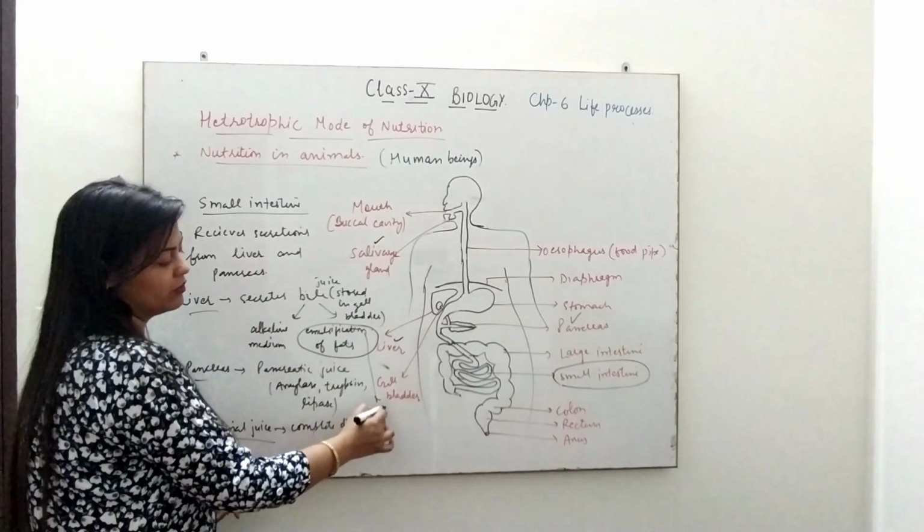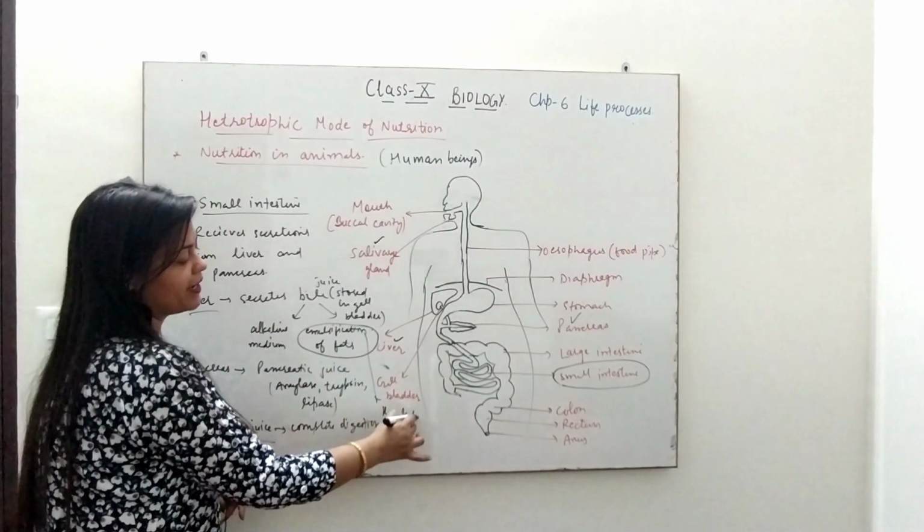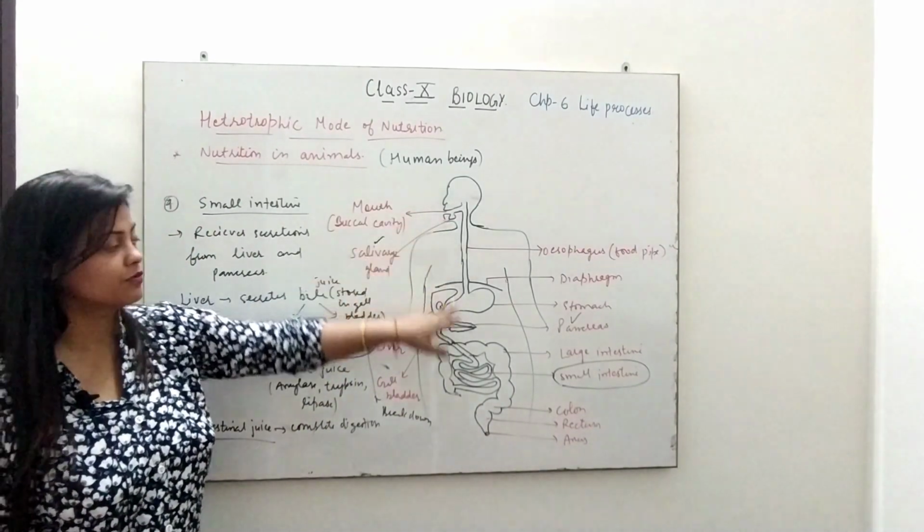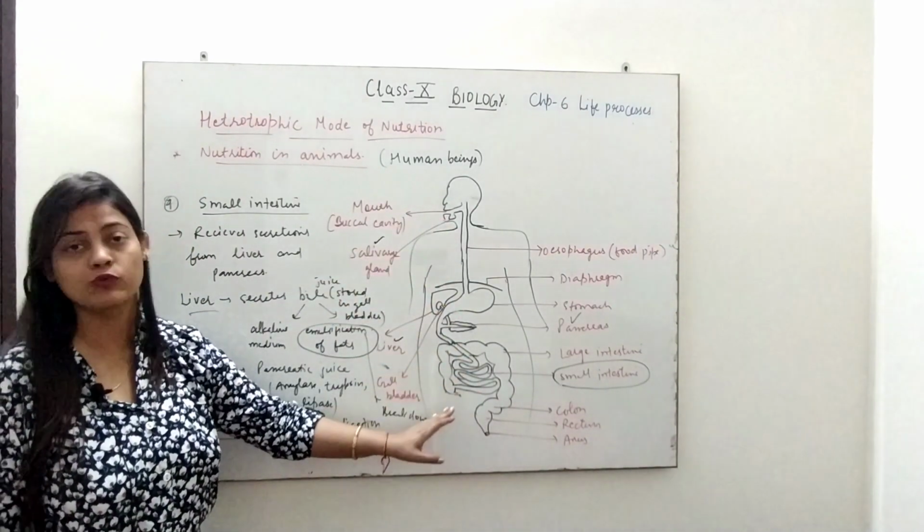Emulsification is breakdown of fats into small particles, because you know that carbohydrate digestion has already started in mouth, but for fats it is not easy to digest fat.